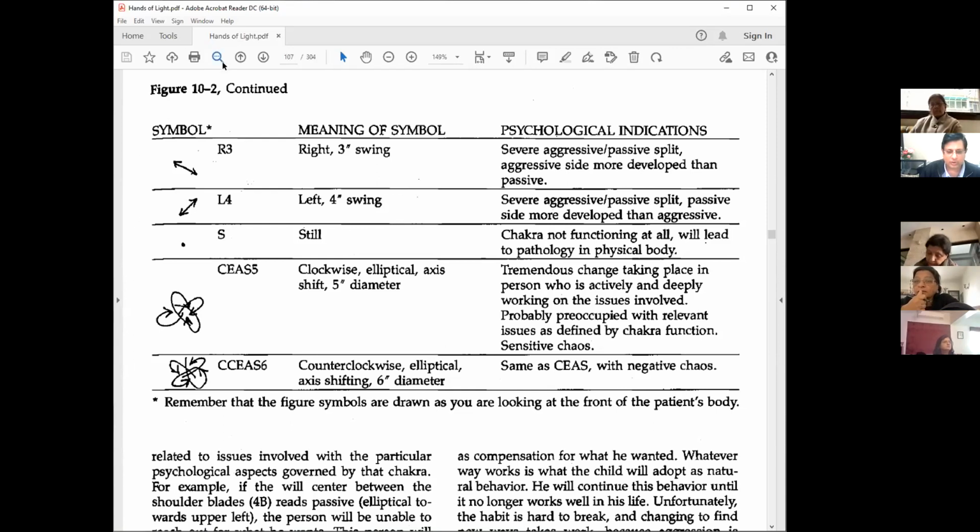I have a question. What is axis shifting? It's when it's swinging and then moving in another direction. Is that what it means? So over here, what he's saying, you can demo it for us. Yeah, I'll just demo it.